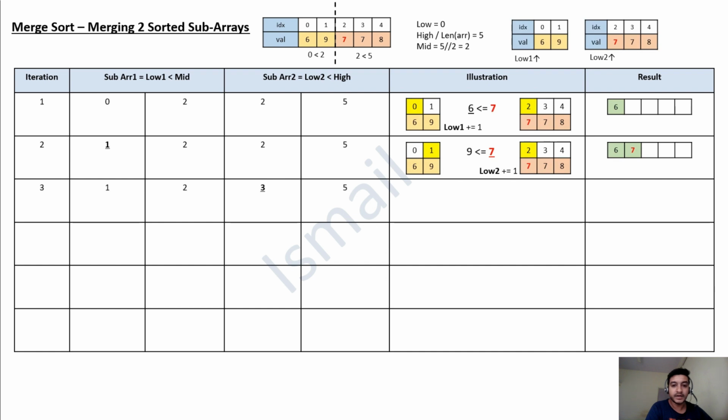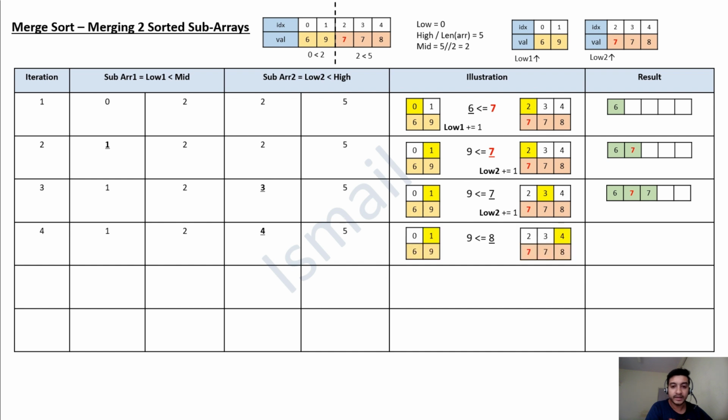Third iteration. Low 1 is still at 1 and low 2 is now at 3. Compare the elements. 7 is smaller and it is added to the result array again, and low 2 is incremented to 4. Fourth iteration. Low 1 is at 1 and low 2 is at 4. Compare the elements 9 and 8. 8 from the right subarray is smaller and it is added to the result array, and low 2 is incremented to 5.